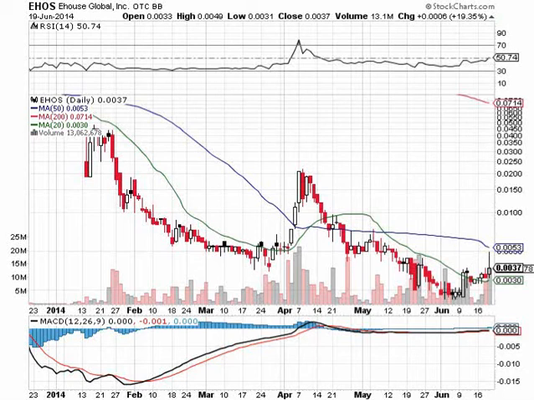We're taking a quick look at Ehouse Global Inc., that's ticker symbol EHOS on the OTCBB. A couple of key points I want to point out on this chart is that yesterday was a real big day. We had a nice pop and it broke out of our downtrend.